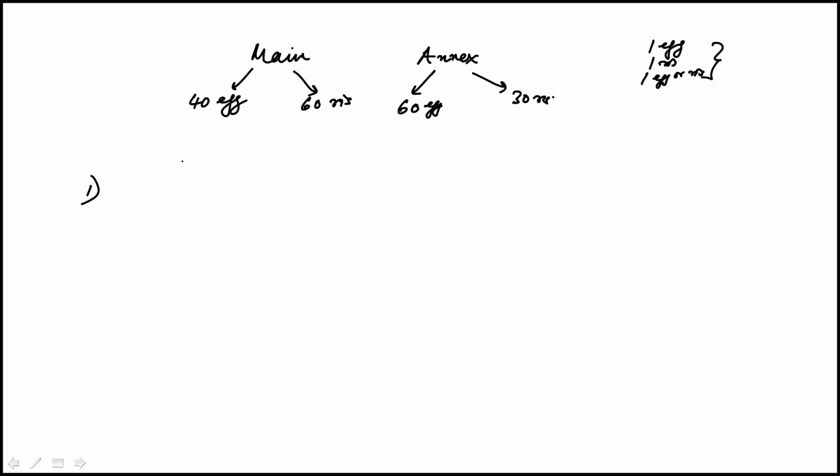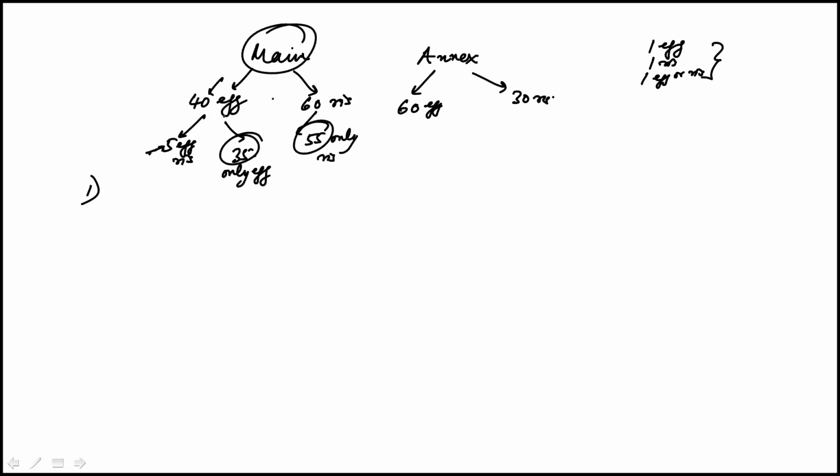So I'll start with statement 1. We're told that in the main dining room, exactly 5 guests were served both eggplant and risotto. So that means that if I take the 5 eggplant out of this 40 count, 35 get only eggplant. And here also, I'll be left with 55 with only risotto. So I have my total numbers, at least in the main dining area. It would be just the sum of these 3 values.